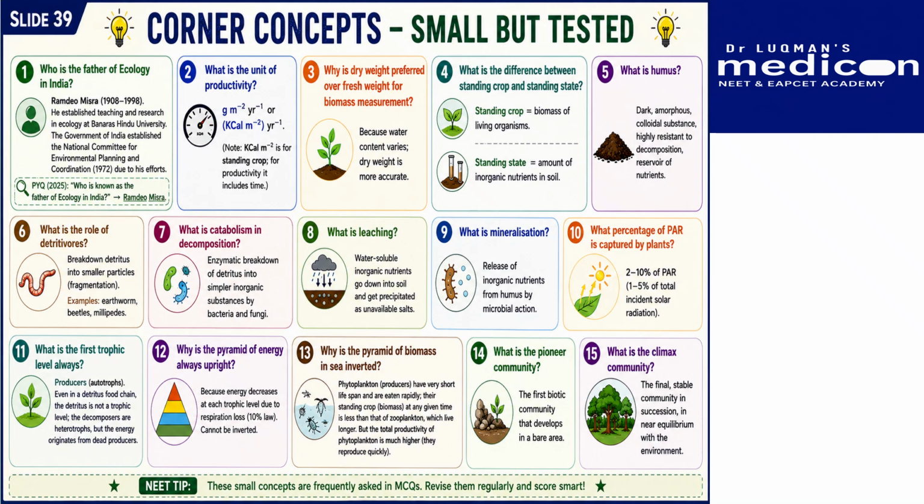What is humus? What is the role of detritivores? What is catabolism in decomposition? What is leaching? What is mineralization? What percentage of PAR is captured by plants? What is the first trophic level always? Why is the pyramid of energy always upright? Why is the pyramid of biomass sometimes inverted? What is the pioneer community? What is the climax community?